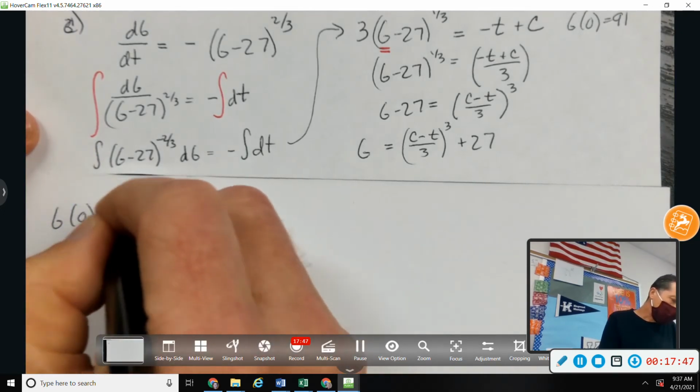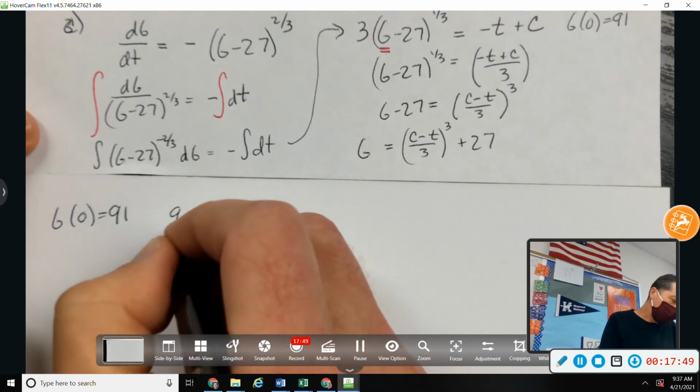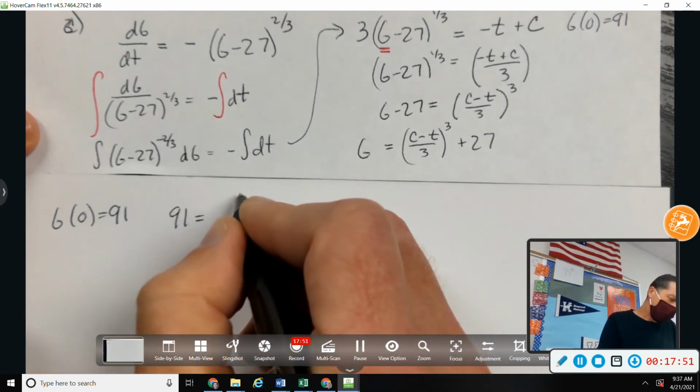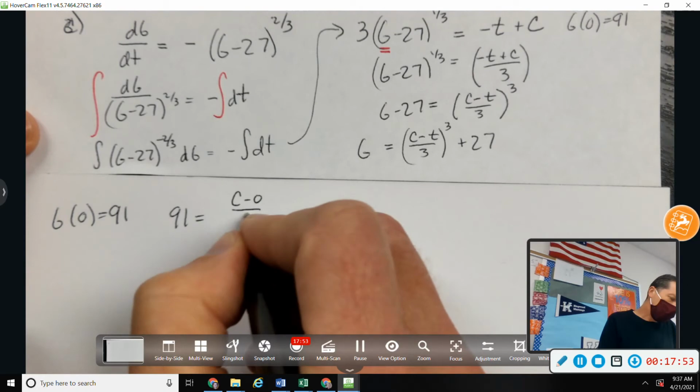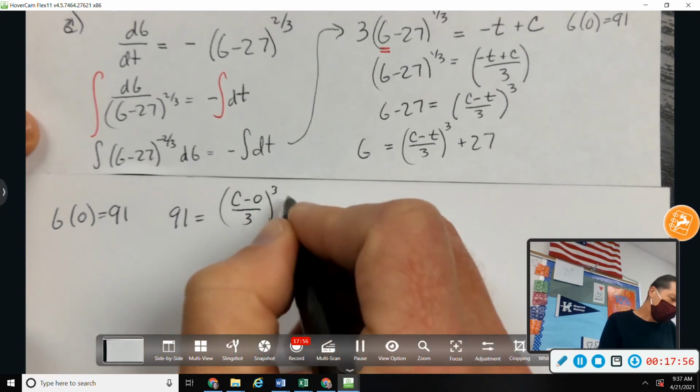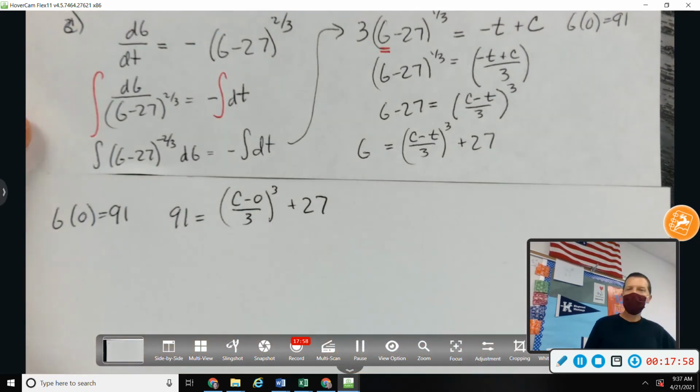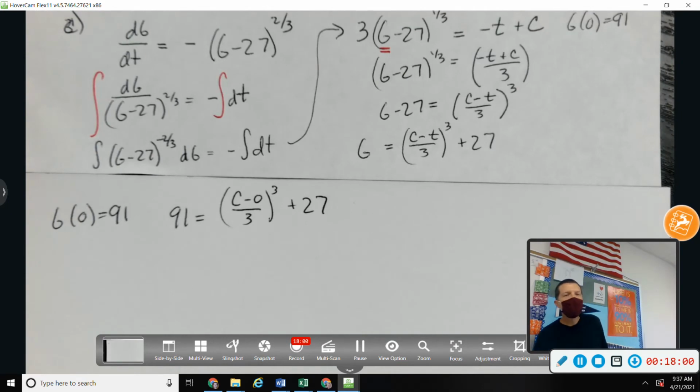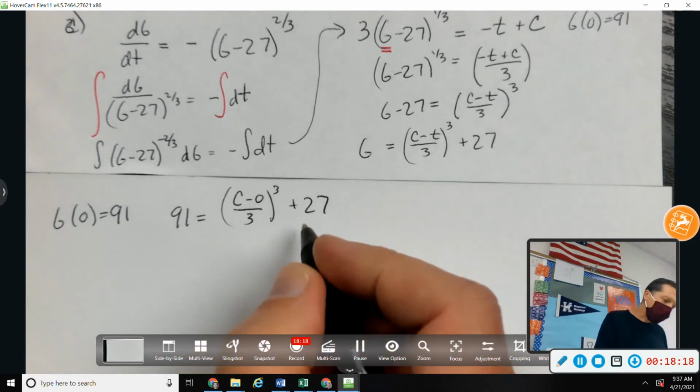All right, g of 0 equals 91. So we'll plug in 0 for t, 91 for g, and solve for c. I don't have a calculator, so I'm sure hoping this is all going to work out okay. 91 minus 27, we did that already. That was 64.